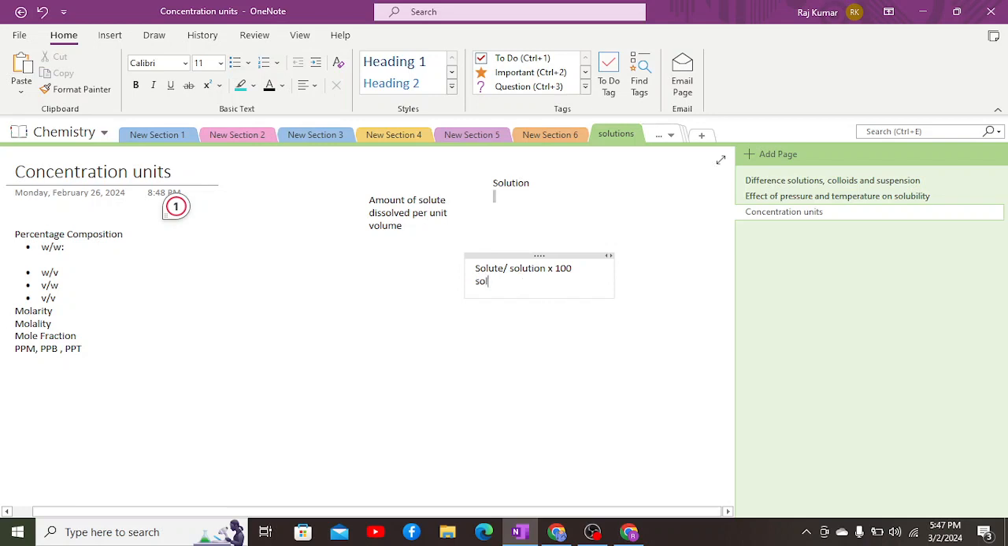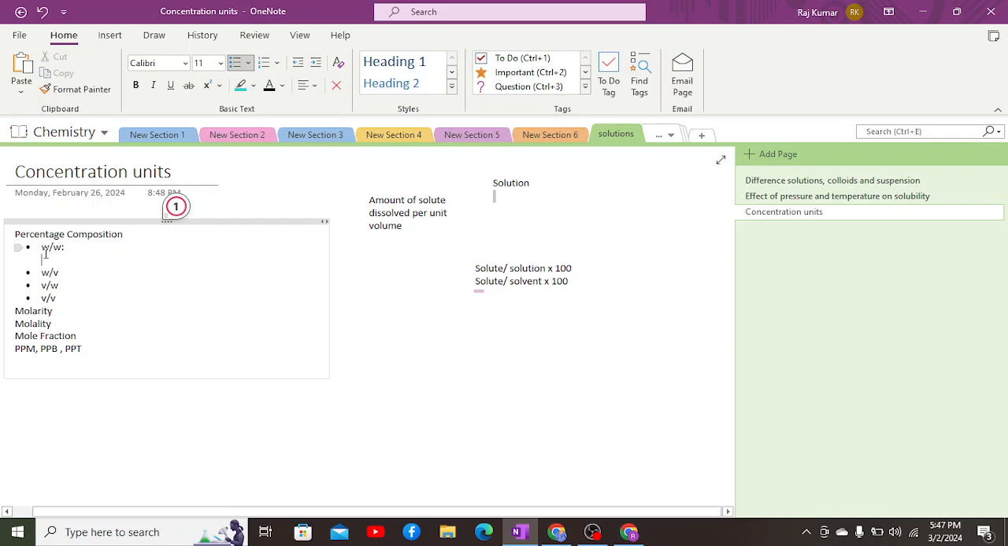Likewise, we can also write it in this manner: solute is a part of the solution, so we write the smaller part, the solute, in the numerator, and the larger part, the solution, in the denominator, so solute divided by solution into 100. Or in other words, we can also write it as solute divided by solvent into 100, right? And for both considerations, we are going to discuss examples.